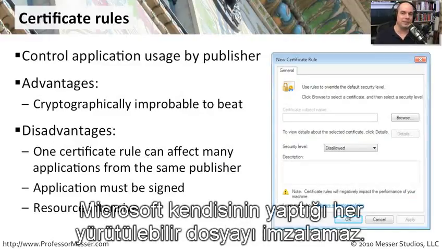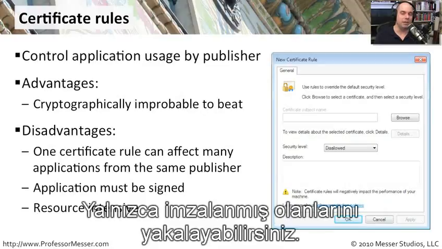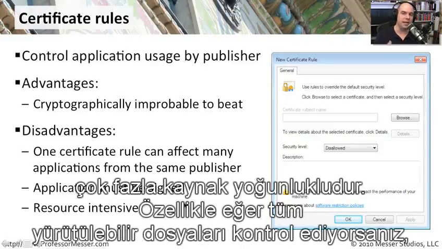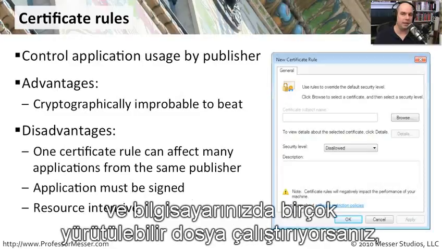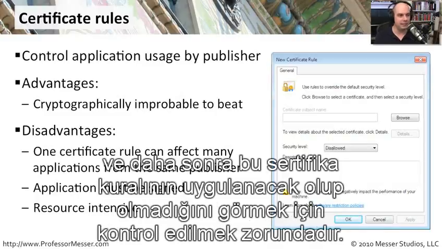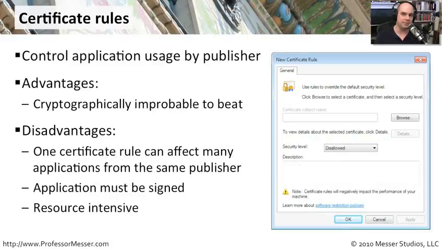Microsoft didn't sign every single executable they make. So just by setting a deny doesn't mean that you're really going to catch all of them. You're really only going to catch all of them that have been signed. This is also, as we saw with our global settings, very, very resource intensive, especially if you're checking every single executable and you're running a lot of executable files on your computer. All those programs that are running have to be checked to see have they been signed, and then to see if these certificate rules are going to apply. If you have some older computers out there, it could be slowing them down quite a bit just because you are enabling some of these certificate rules.